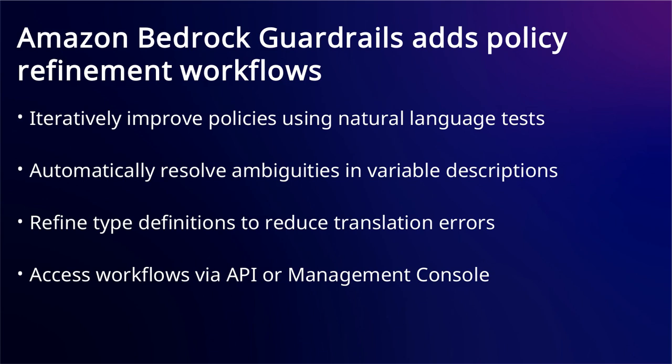The iterative improvement workflow lets you create natural language tests and automatically deduces the policy changes needed to pass them. The ambiguity reduction workflow refines variable descriptions and type definitions when you encounter unclear translation results. You can access both workflows through the Bedrock APIs or by selecting Refine Policy in the console. These capabilities help you create more reliable guardrail validations by systematically improving your policy definitions.